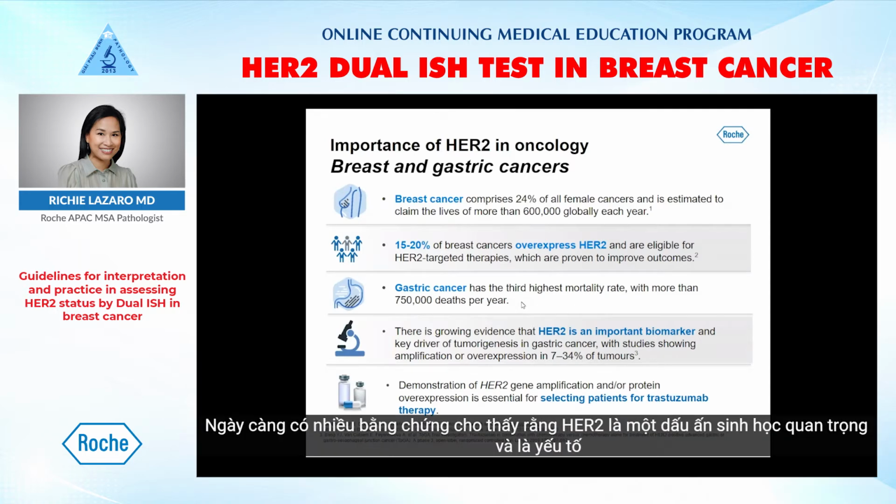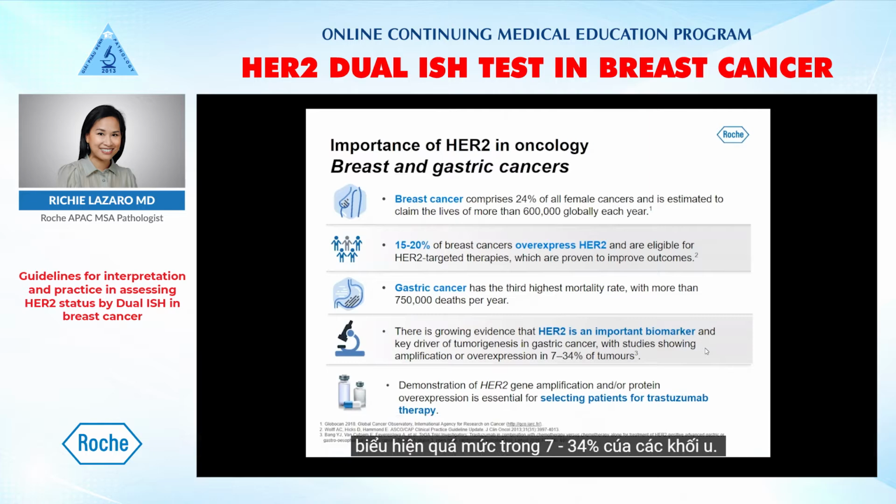750,000 deaths per year. There is growing evidence that HER2 is an important biomarker and a key driver of tumorigenesis in gastric cancer, with studies showing amplification or overexpression in 7 to 34% of tumors. Demonstration of HER2 gene amplification and/or protein overexpression is essential for selecting patients for trastuzumab therapy.